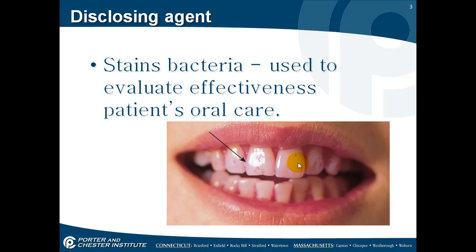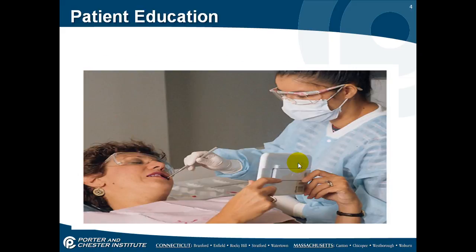A disclosing agent helps show the plaque. It stains the bacteria, and it's used to evaluate the effectiveness of the patient's oral care. Patient education.